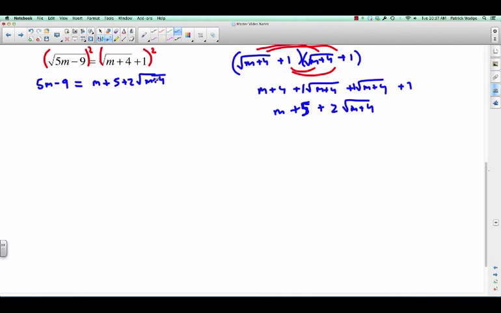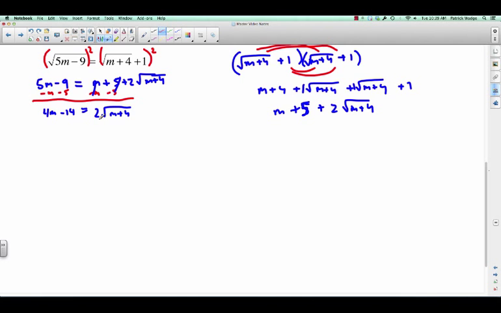My next job is to isolate this radical sign. Okay, so we can take away an m, and we can take away a 5. And what that leaves us with is 5m take away m is 4m, negative 9 take away 5 is negative 14. This is gone, and we're left with 2 times the square root of m plus 4.